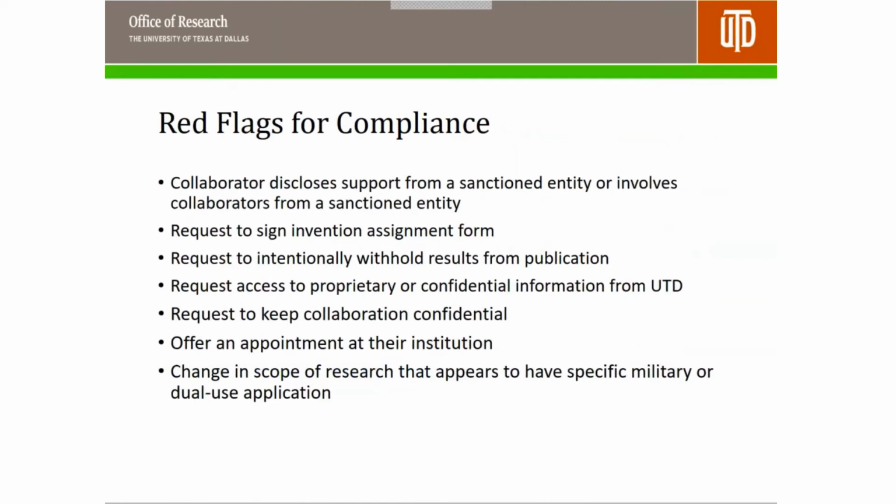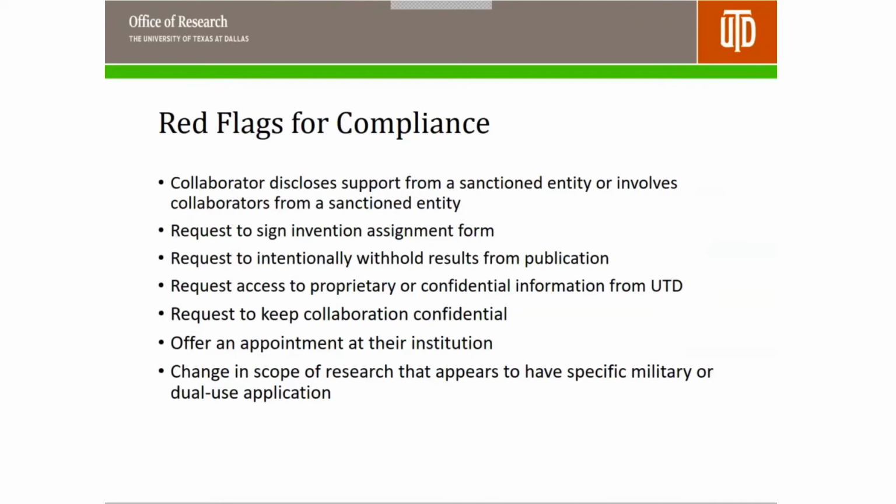So if in the course of that informal collaboration you run into one of these, I want to call them red flags, say a collaborator tells you, yes, I would love to collaborate with you, but while your work is funded by the National Science Foundation, my work is funded by a sanctioned entity. Or, hey, I'm also collaborating on this project with employees from a sanctioned entity. And so, by extension, you would be affiliated with this entity that requires additional scrutiny for you as a U.S. researcher to work with them.